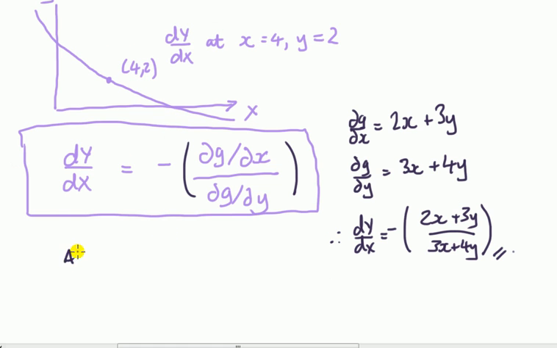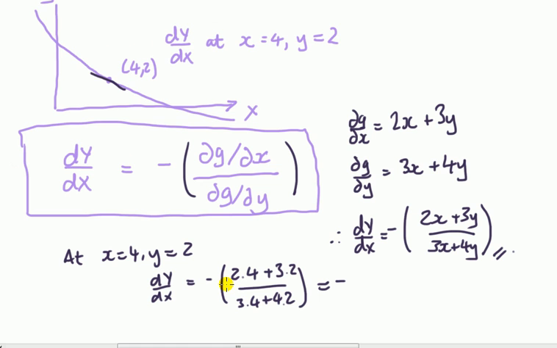Finally then, we can answer the question at the point x is 4 and y is 2. We sub this into here, dy by dx, the gradient, which basically is negative, and put that number in there, get out your calculator, minus whatever that number is, it's 7 over 10.